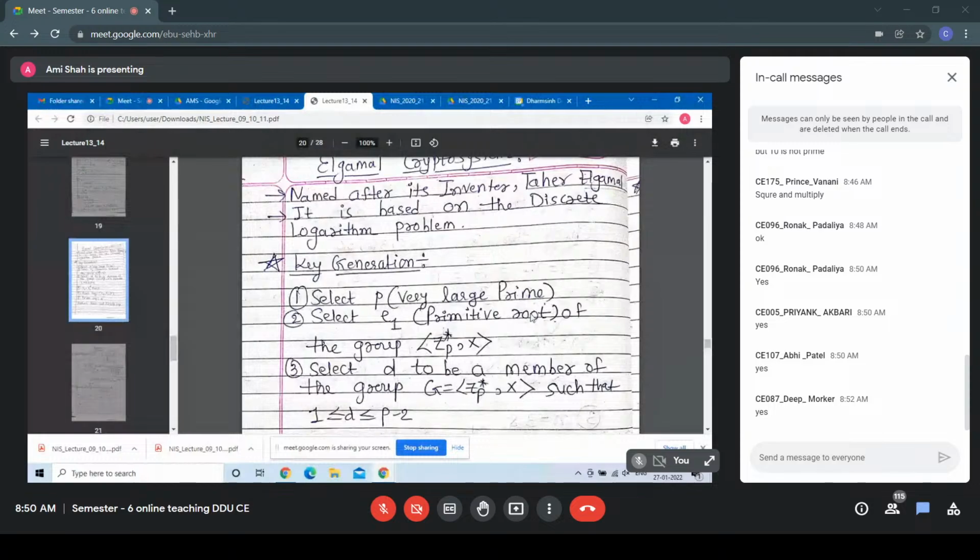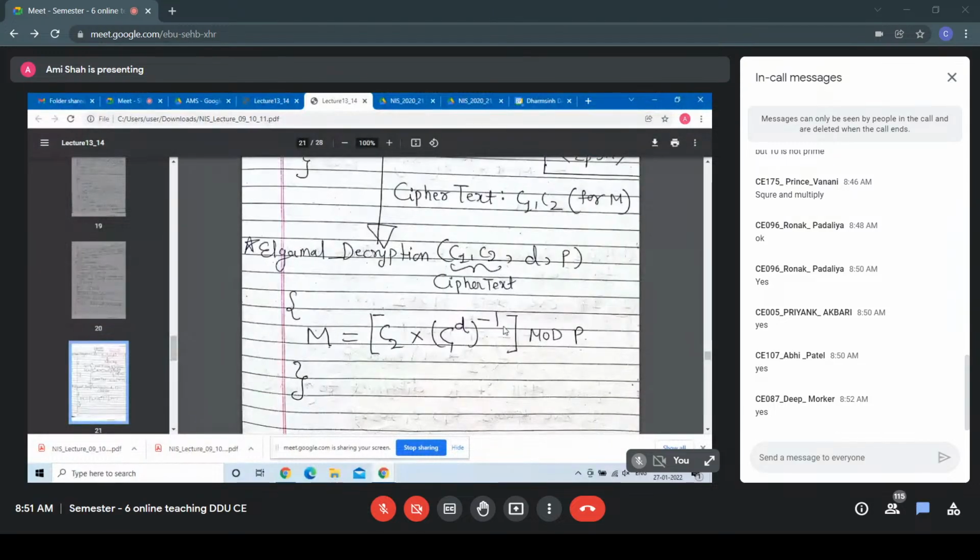Once you get the ciphertext, how to perform the decryption? First you calculate C1 raised to d mod p using square and multiply. Whatever answer you get, find its inverse using the multiplicative inverse method with respect to mod p. Then multiply that inverse with C2, and again perform mod p. Finally you get M.